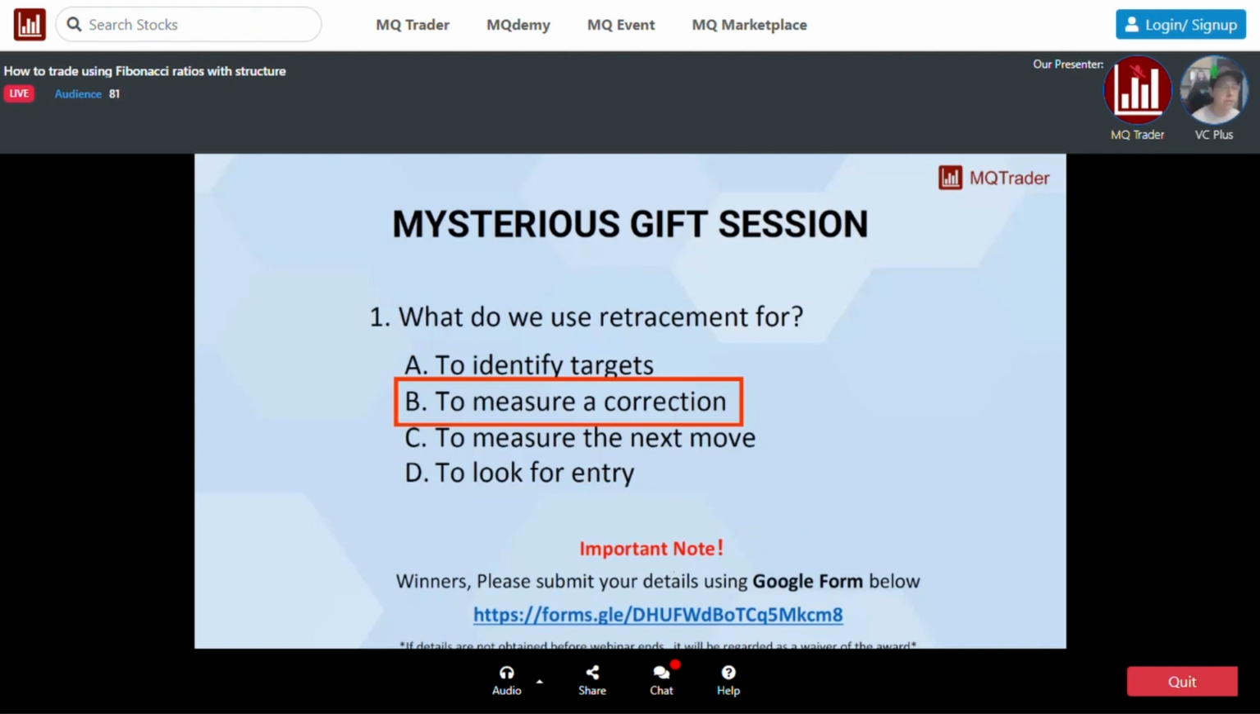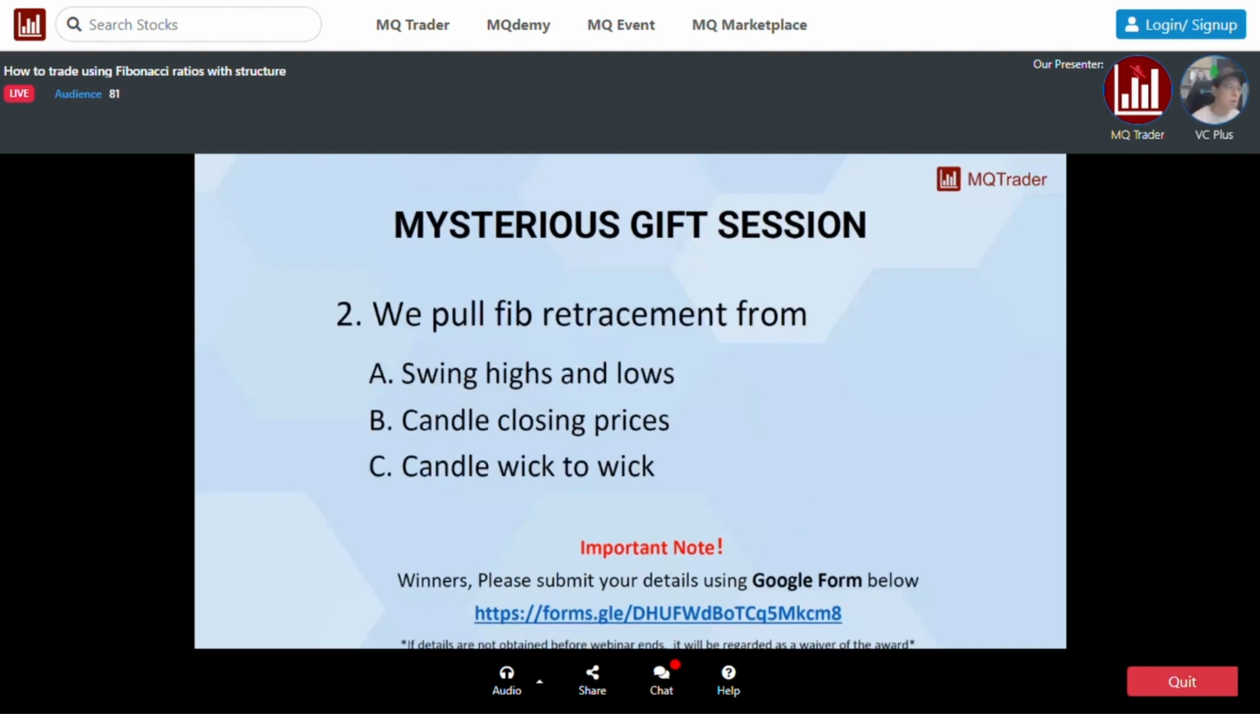Take note, the retracement is mainly for measuring. Second question. We pull fib retracement from A, swing high and low, B, candle closing prices, or C, candle week to week. So how do we pull our fibs, from what point to what point?